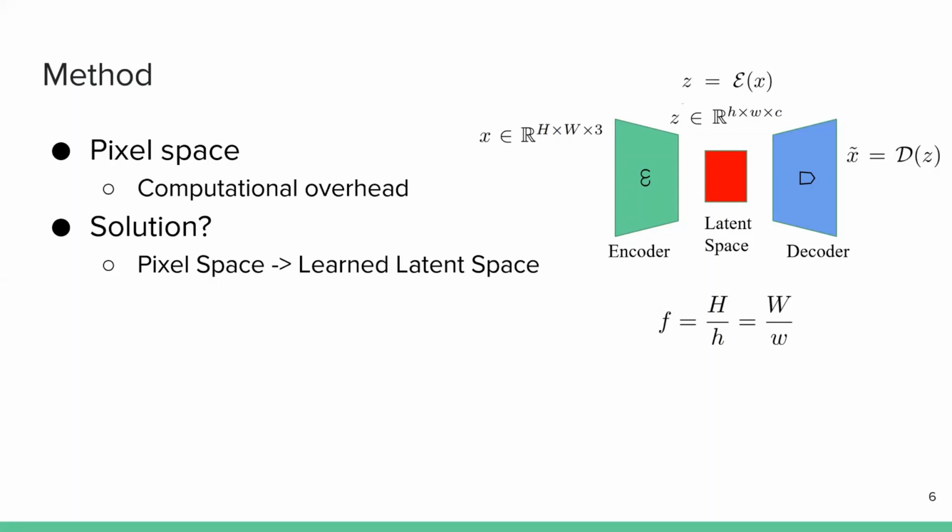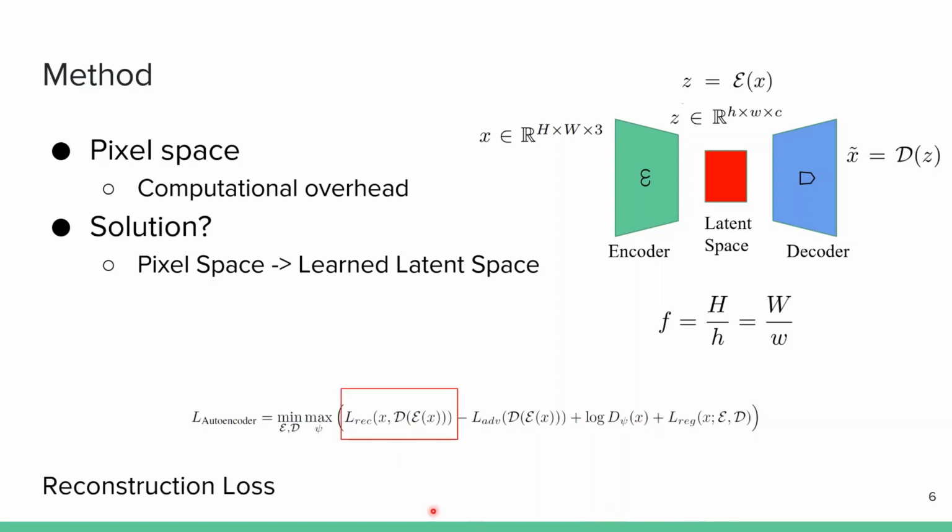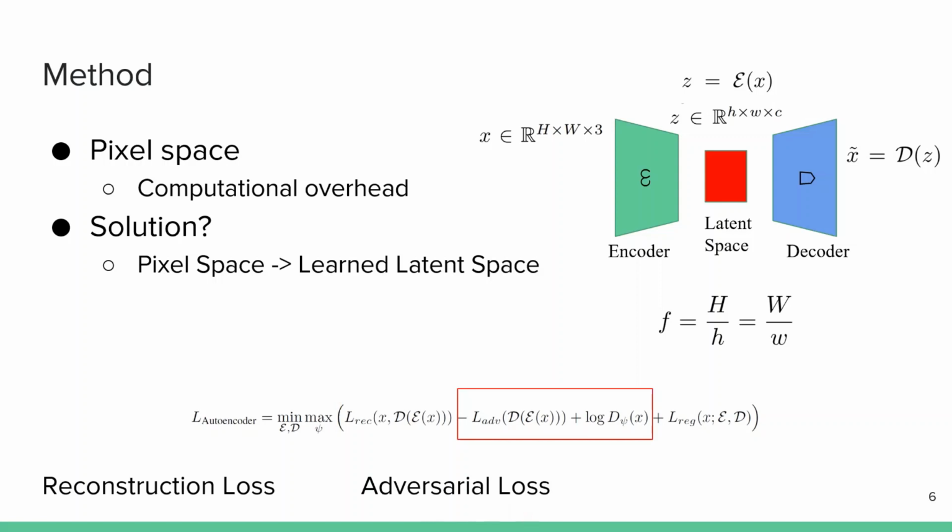Okay, so for training the autoencoder, the loss function is this. This might look a bit complicated, but we will break it down into its components and try to understand each part. The first part over here is the reconstruction loss. Next is the adversarial loss. And the last one is the regularization.